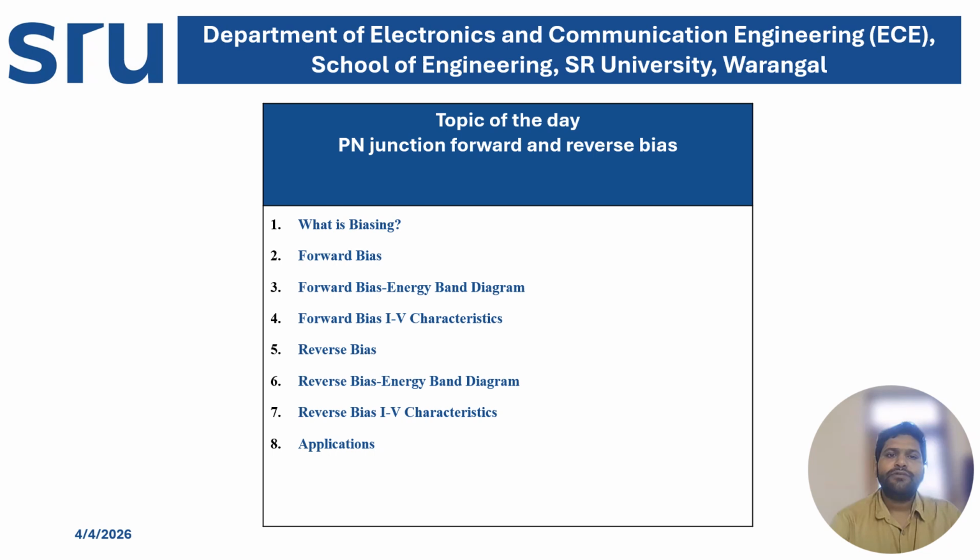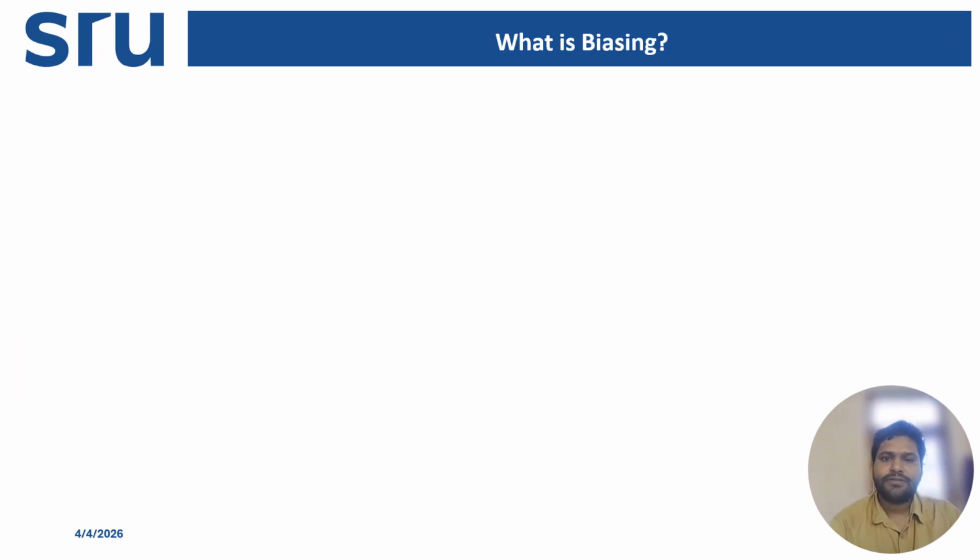So what is the importance of biasing? Biasing is important because it controls the current flow. It determines the operating region of a device. It enables switching and amplification. It ensures stable, reliable operation. In simple words, biasing makes semiconductor devices practical and useful in real circuits. So now let us discuss one by one.